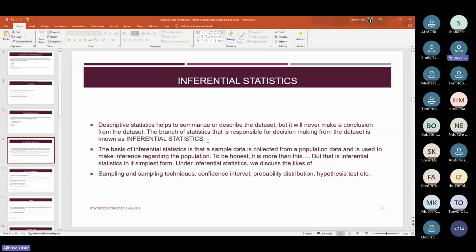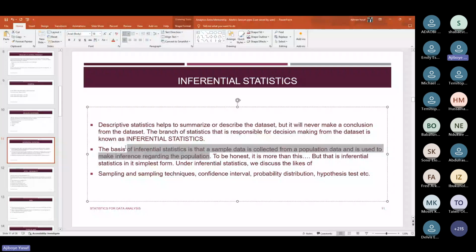So the basis of inferential statistics is to use sample data that has been collected from the population data to make inference regarding the population. Now, this sentence has a lot of meaning to it. It's the basis of the whole thing. When PaidHR on Twitter made that report, they did not ask all Nigerians how much they earn. According to them, they took a sample of 1,500 people around Lagos State, in fact, around Lekki, to make their research. Do you understand?